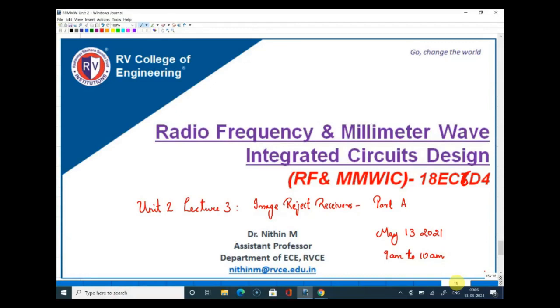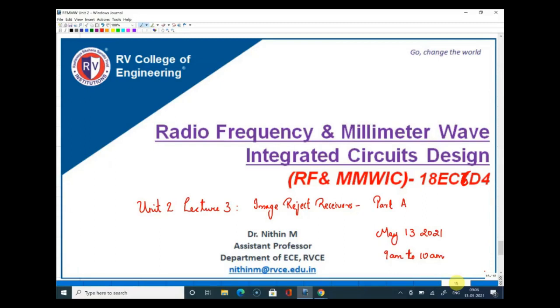Welcome to our third lecture of RF and millimeter wave IC design in Unit 2. And in today's class, we'll start with image reject receivers.